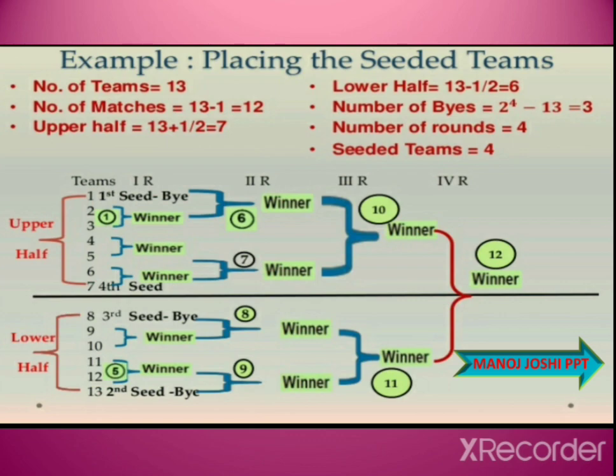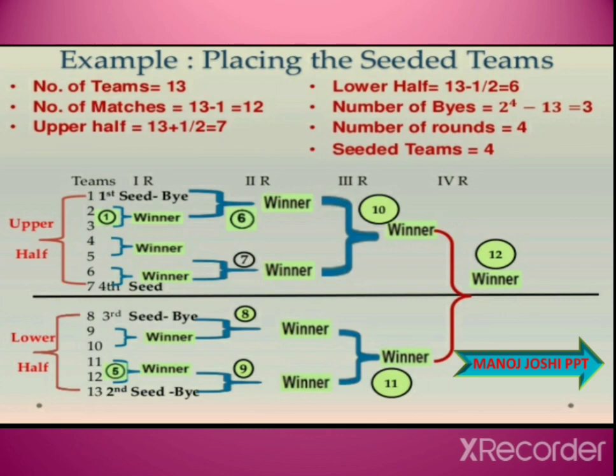Now we will distribute the byes. The first bye will always go to the bottom team, so that's why this goes to the second seeded team. Then the second bye will go to the topmost team of the upper half. The third bye will go to the first team of the lower half. So the 3 byes are over. Now we will make the fixture, the matches.